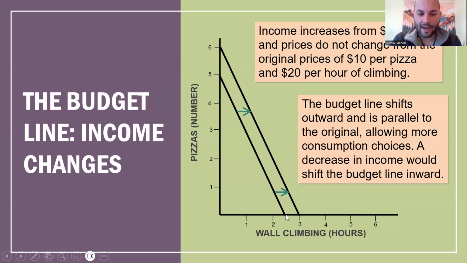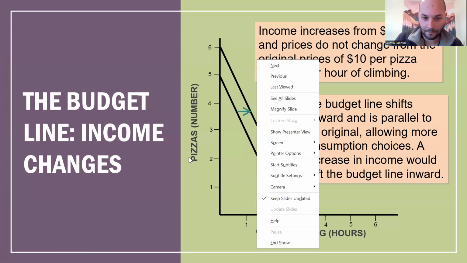So a change in the income will shift our entire budget line. This is an increase in income. And of course, if we had a decrease in income, we could buy less stuff, so it would shift the budget line inwards.